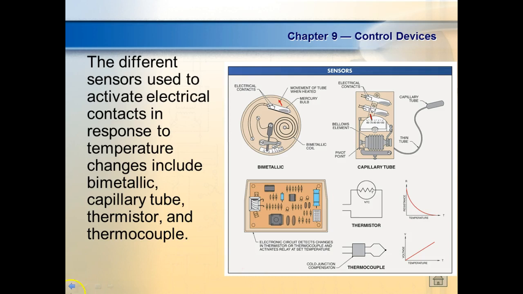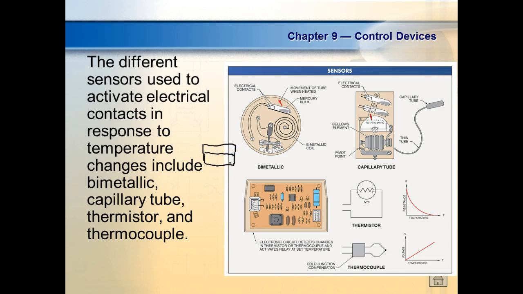So these are different types of temperature sensors. The first one they show on the left is called a bimetallic strip. And the way these things work is they take two metals. They have to be dissimilar metals, and then they bond them together.